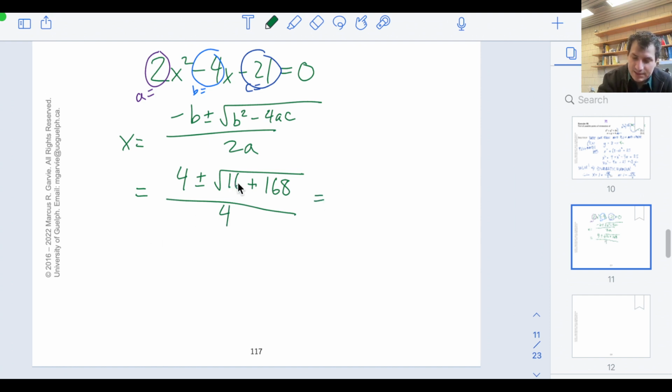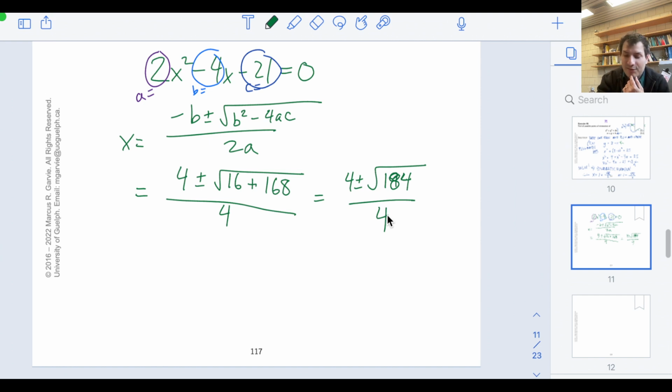Okay, and 16 plus 168 is 184. Yeah, 184. Okay, good. See, this is why I got to do it ahead of time, to make sure there's no mistakes. So we have 4 plus or minus the square root of 184, all over 4. And you could leave it like that. That would be perfectly fine.